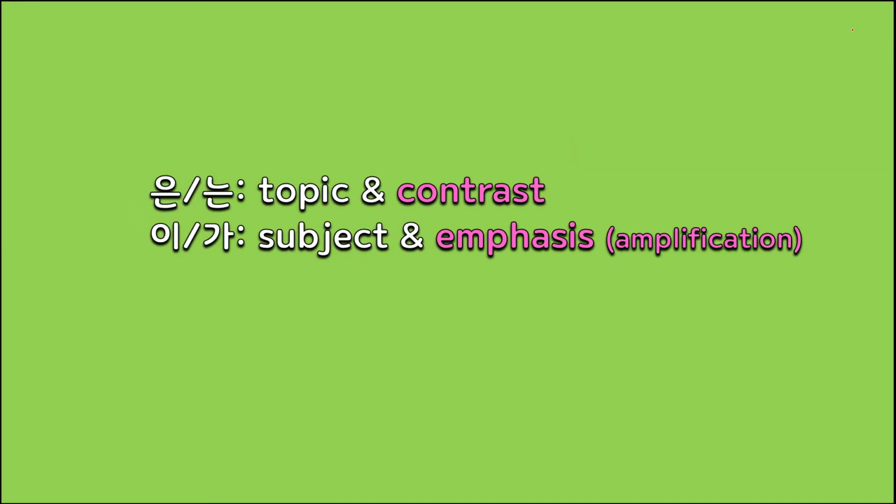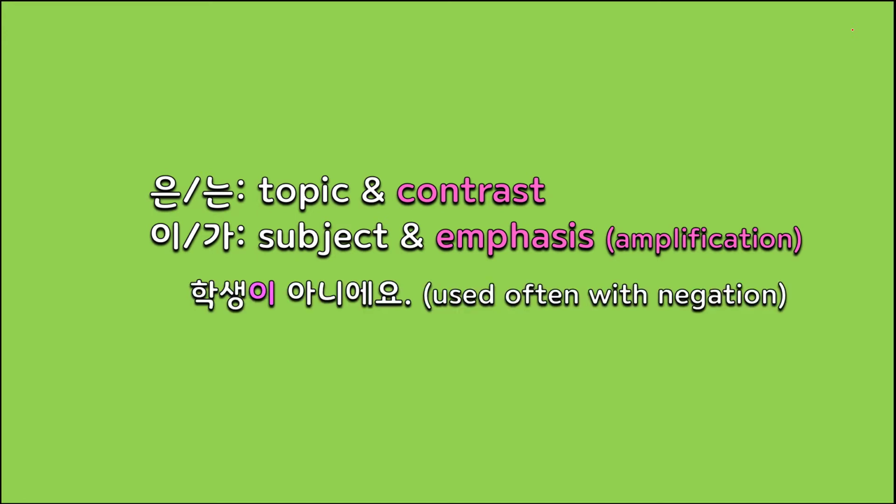For now, to make things easier, I would say that the topic particle 은 and 는 express contrast, whereas the subject particle 이 and 가 express emphasis. This is why 이 is used before negation. It's showing emphasis that you are not a student.